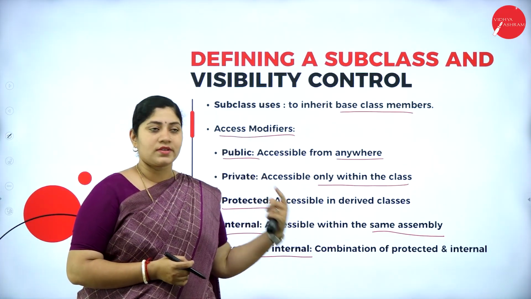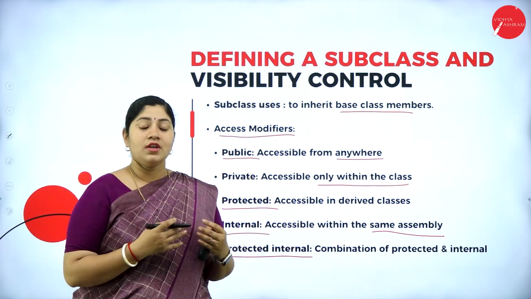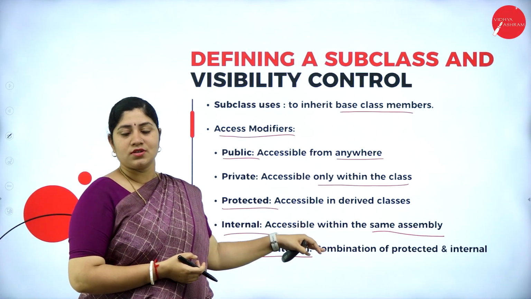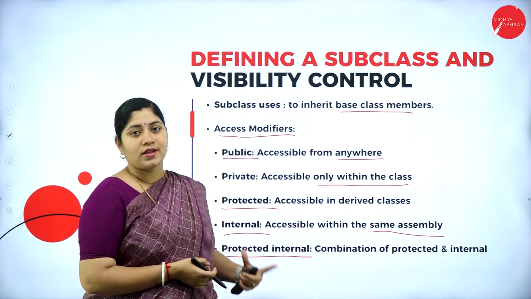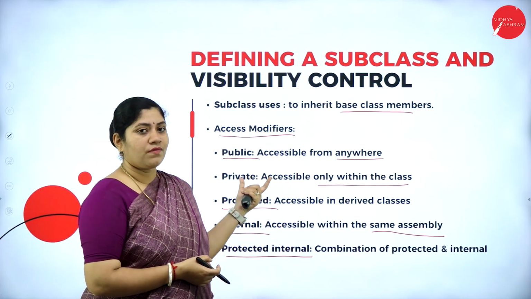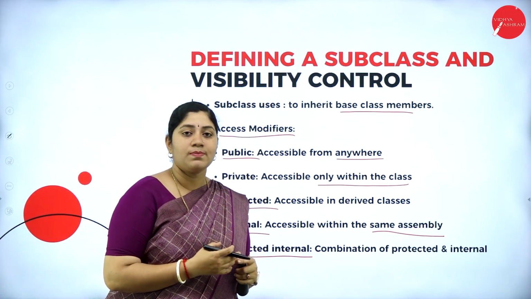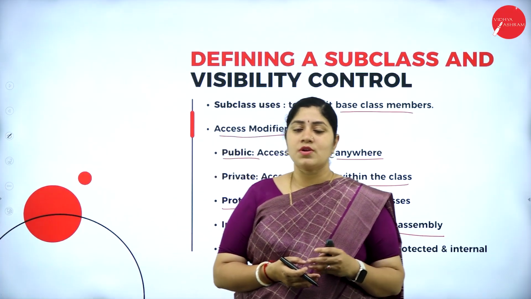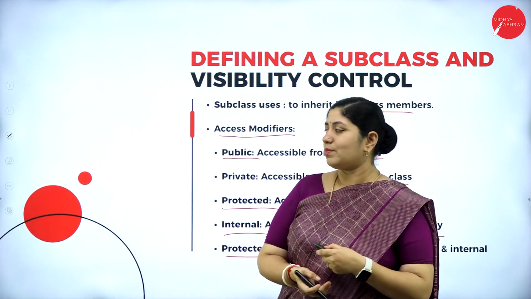Over here, we can understand protected internal. It provides the combined support of both protected as well as internal modifiers. So these are the various access modifiers that we use for visibility control. Let's move forward and understand what is polymorphism with respect to C#.